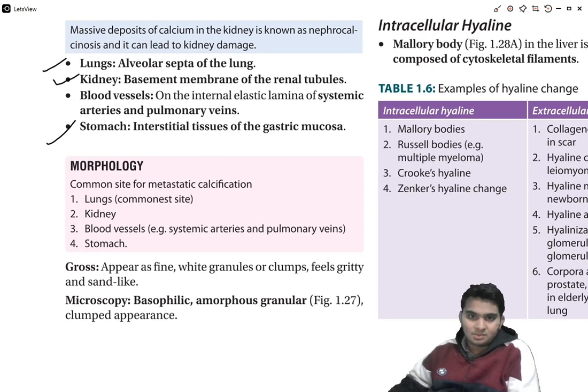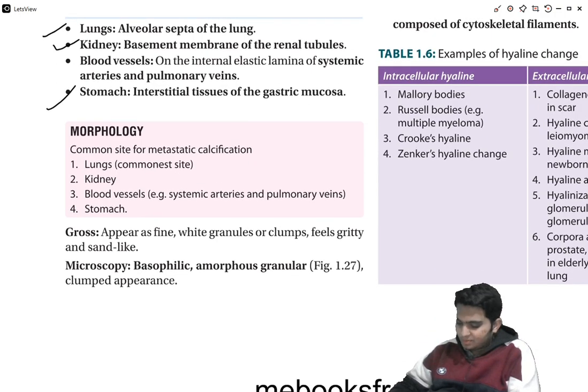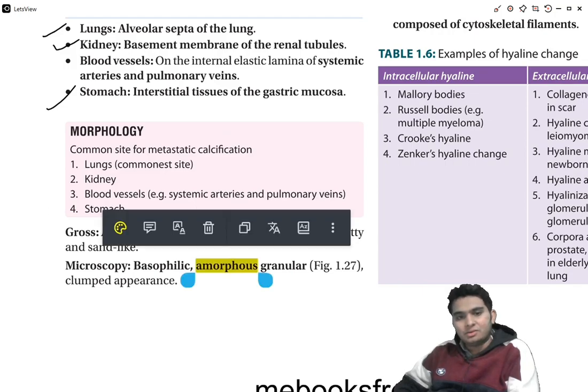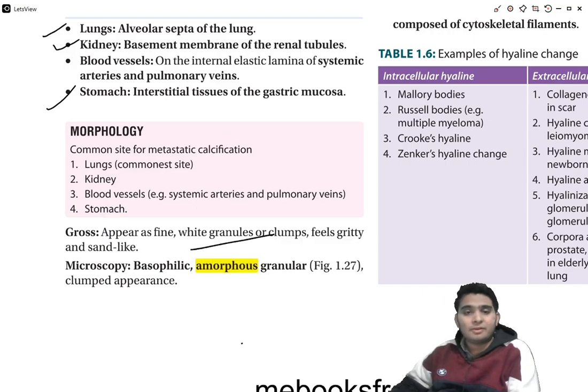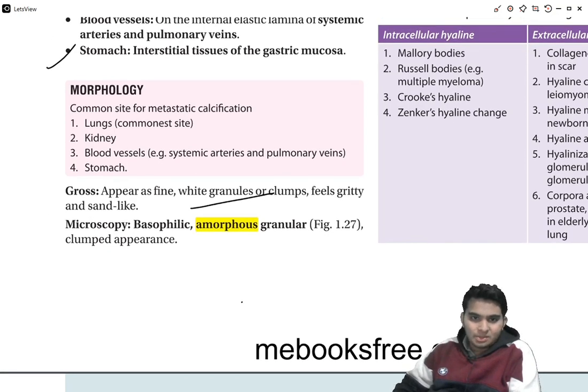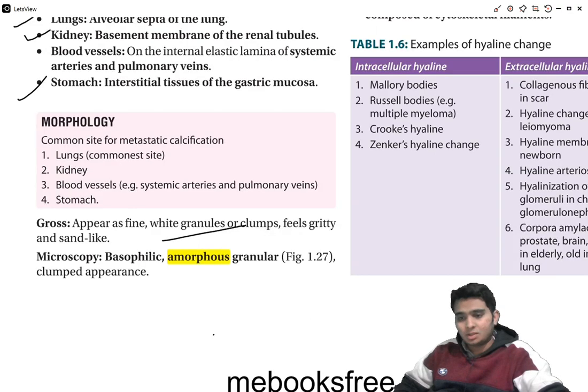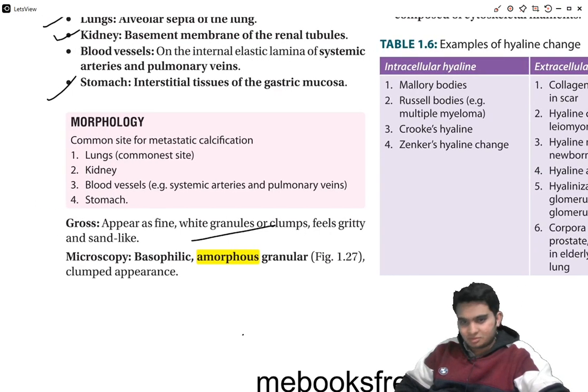On gross examination, they appear as fine white granules or clumps, and feel gritty and sand-like. In microscopy, there is a basophilic, amorphous, granular, clumped appearance. Some things you have to memorize.